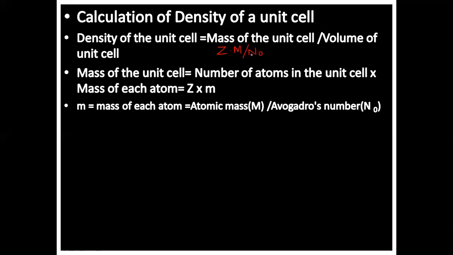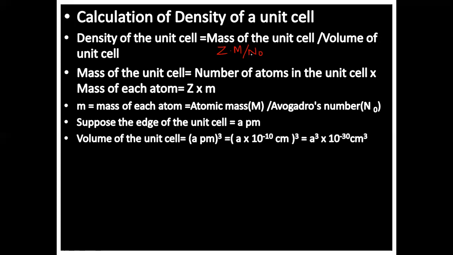And the volume of unit cell: suppose edge length of unit cell is equal to A picometer. Now in centimeter it is equal to A into 10 raised to power minus 10 centimeter. Therefore, the volume of unit cell is equal to A cube into 10 raised to power minus 30 centimeter cube.